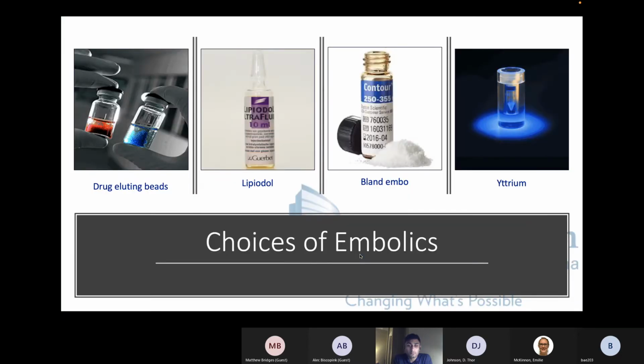Okay, so what are we talking about with embolics? Embolic just means to block up, it's like an embolism. A pulmonary embolism is a clot that came from somewhere else and then went to the lungs, right? And so these embolics are something that came from somewhere else that we're then putting into organs. And we do this in the liver, we do this in the kidneys, we do this in the lungs sometimes. So there's kind of embolization that we do all over the body.